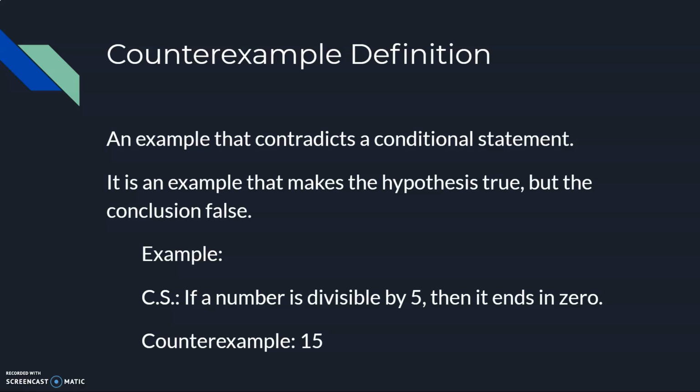So, here we have an example. If a number is divisible by 5, then it ends in a 0. It is true that all numbers that end in 0 are divisible by 5, but if the number is divisible by 5, it doesn't necessarily mean it ends in 0. I can disprove this conditional statement simply by coming up with the counterexample 15. That's it. You're just coming up with one example that proves the hypothesis but makes the conclusion false. So 15 is divisible by 5, but clearly it does not end in 0.